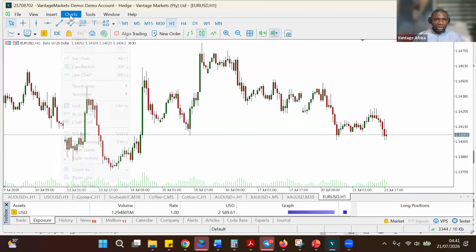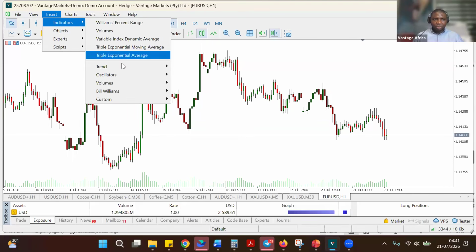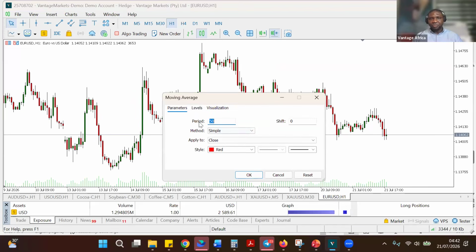So what we do is we come to the chart here, insert, sorry. When you come to insert, we look for indicators. We come to trend. So you see there are different types of indicators here. For trend, we come to moving average right here. This moving average is asking us what the settings are. You see, method simple. When you click there, you see that there's exponential, smoothed, linear, weighted. So we will stick to the simple moving average, and then we will stick with apply close. And this 50 is telling you the kind of moving average it is.